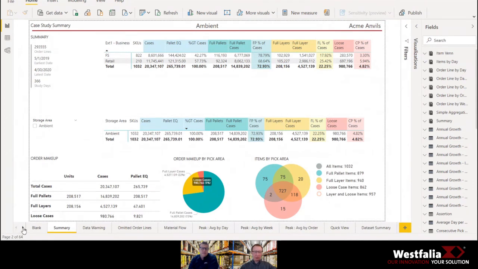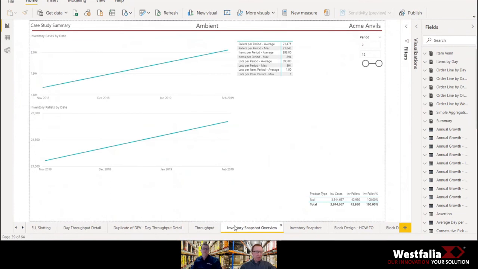Yeah, I can answer that. I need to switch to another page for that one. Sure. If we look at the inventory snapshots that we have. Okay. Yes. So their inventory snapshots, it looks like we only have 2, and it's looking like just about 22,000 pallets max for their ambient system.